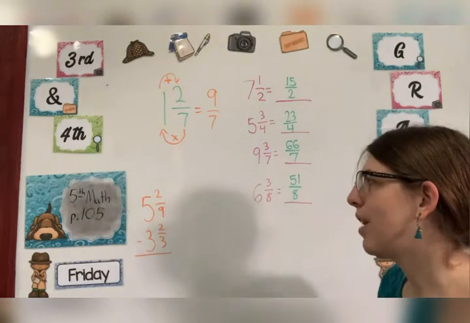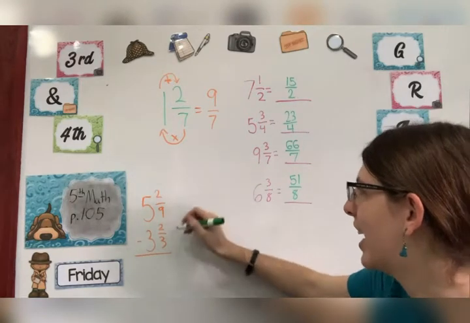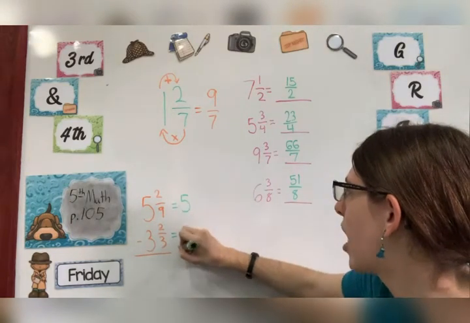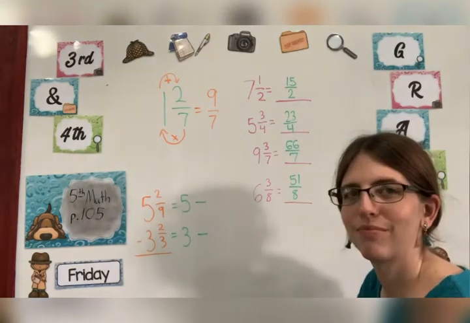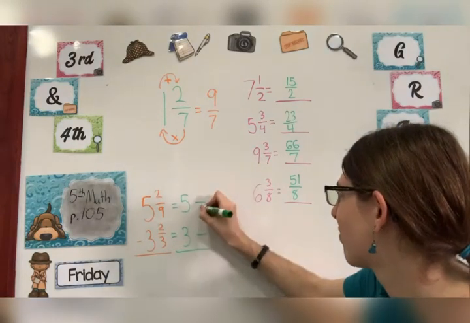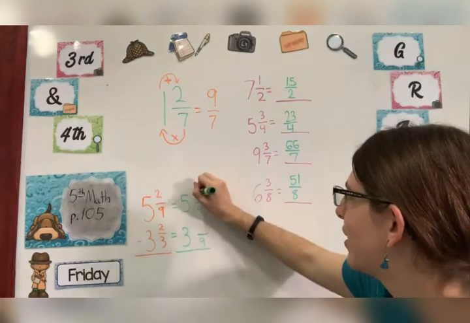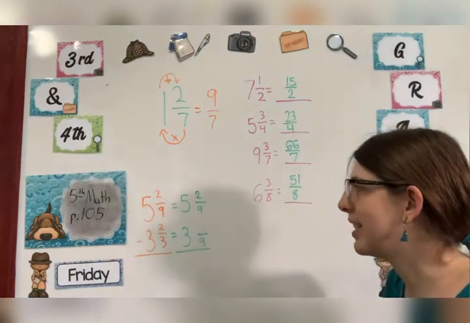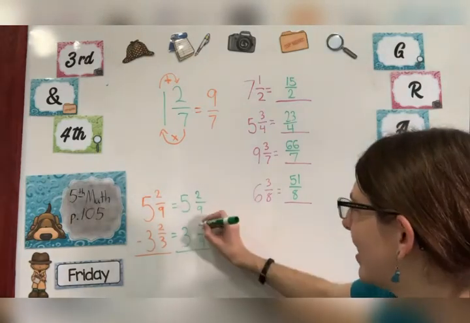I have 5 2/9 minus 3 2/3. I need to change the 9 and the 3 so that they are the same. So I'm looking for the least common denominator. What's the least common denominator for 9 and 3? 9. Good job. This fraction doesn't change because the denominator did not change, so it stays 2. But this one it did. I multiply 3 by 3 to get 9. So I need to multiply my numerator by 3 as well. And that is 6.